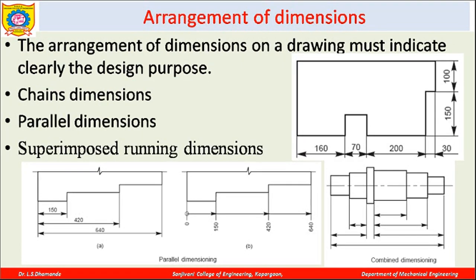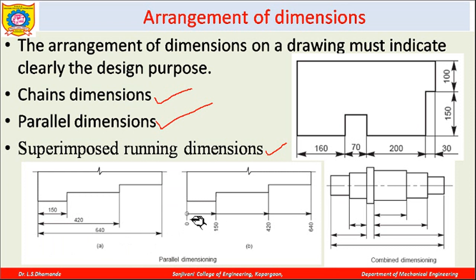Now how these different dimensions are arranged: the arrangement of dimensions on a drawing must indicate clearly the design purpose. There are different methods used, like chain dimensioning, parallel dimensioning, and superimposed running dimensions. This is called parallel dimensioning. From here to here I have to show the length of 150 mm, so it will be shown like this. Then this total distance is 420 mm, specified here. Then this is 640 mm specified here.